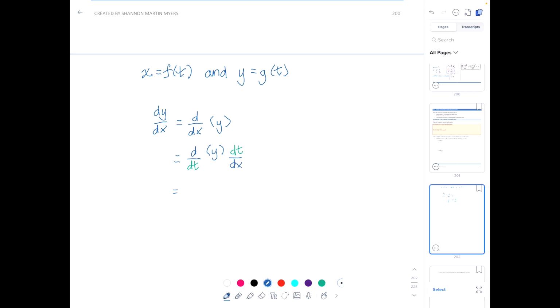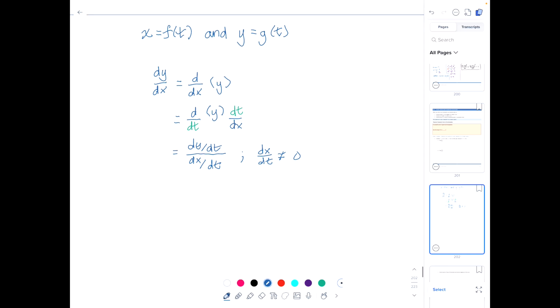times dt dx. Now we want things in terms of dt, so we could write this as dy dt over the reciprocal of dt dx, which is dx dt. And guess what? That is exactly what the slope is, provided that dx dt is not equal to 0. Now, since we're here, we might as well go on to the second derivative.